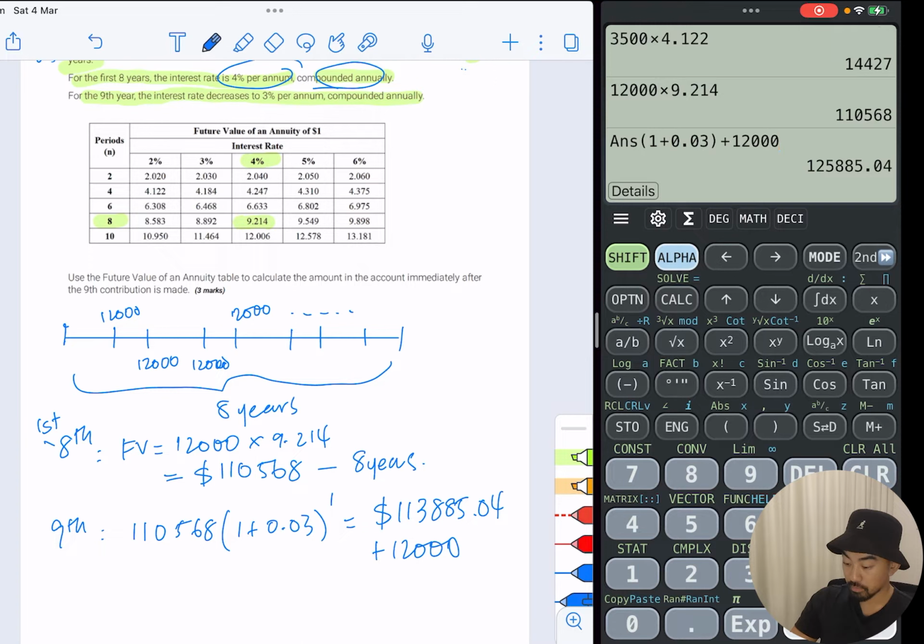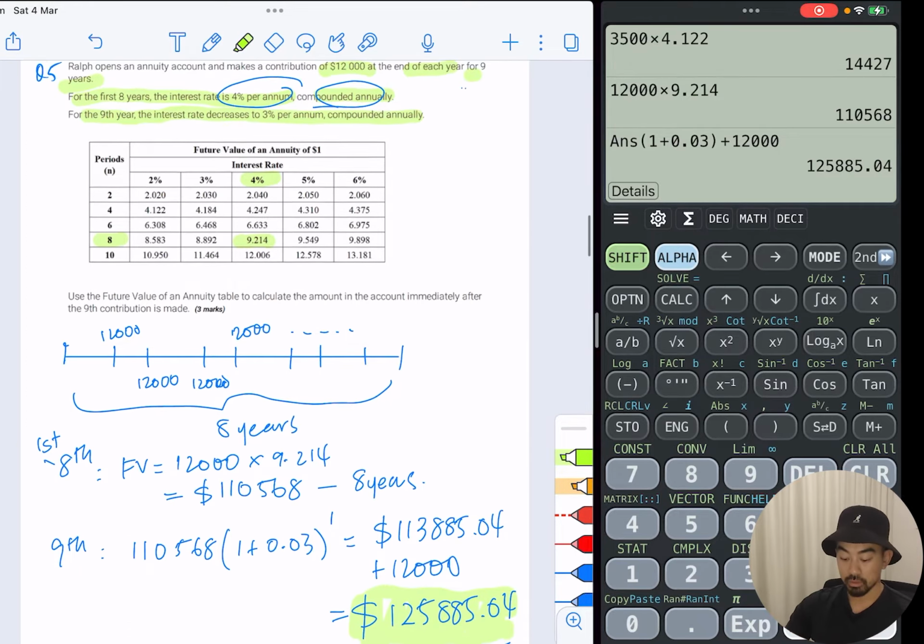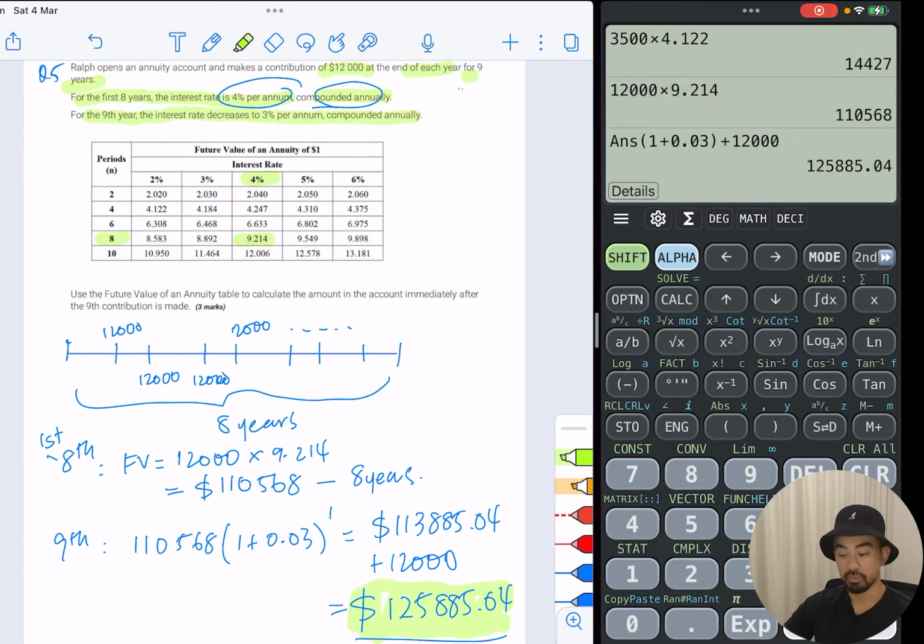So in total, immediately after his 9th year, he's going to have $125,885.04 in his account. Okay, so that's quite a difficult one, but if you break it down, it becomes much more obvious. So for the first 8 years, you have to use the table, and then for the 9th year, just use the compound interest formula. But remember to add in that extra $12,000 for the contribution at the end of 9 years.